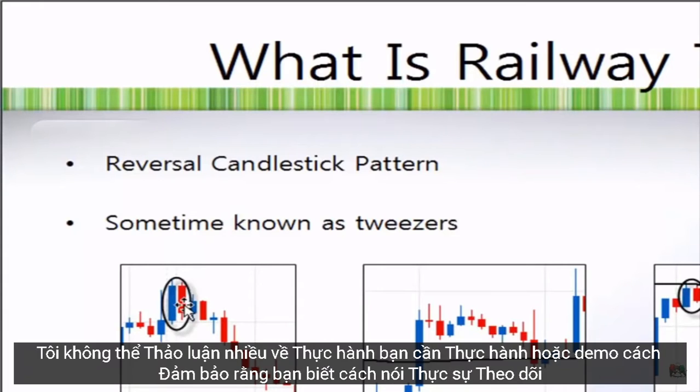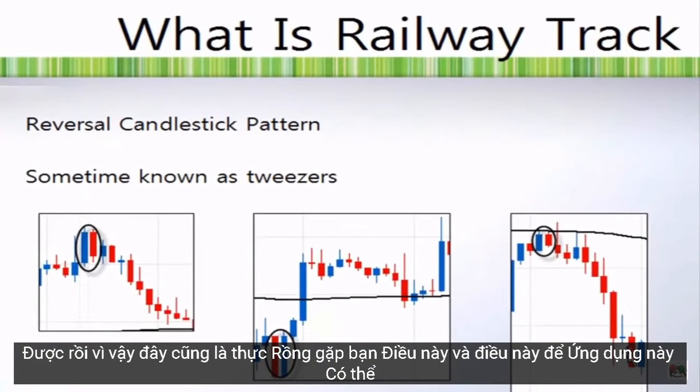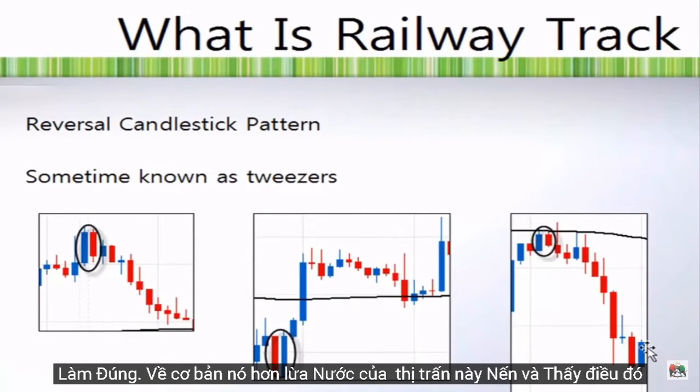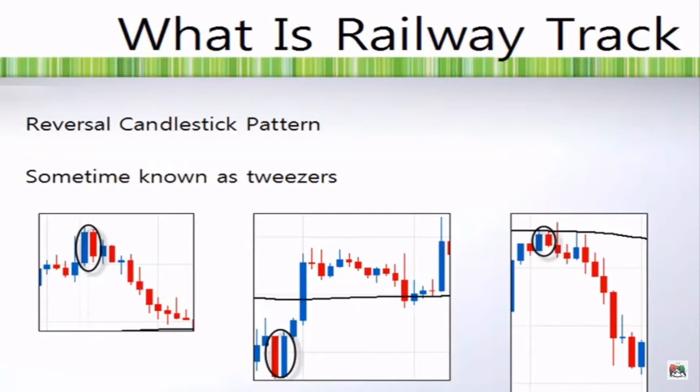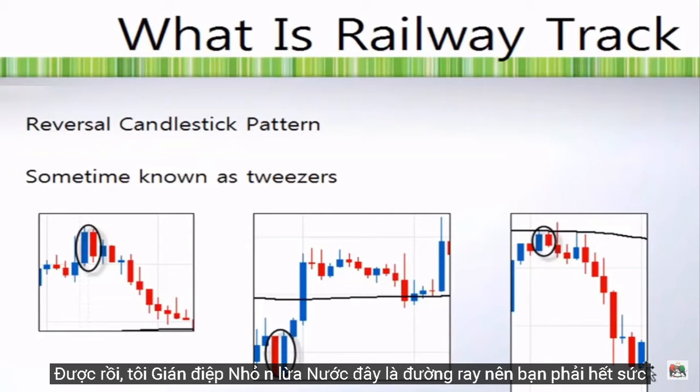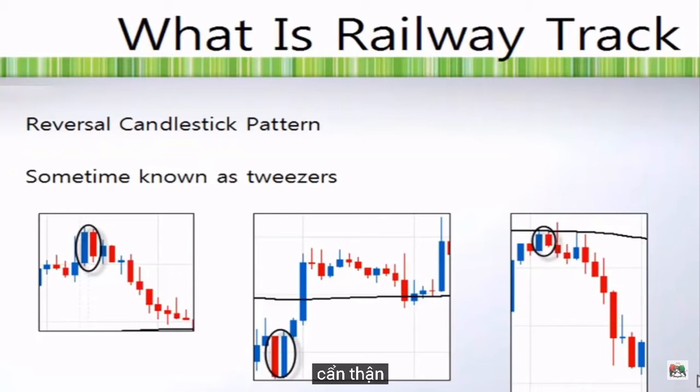That's why I emphasize a lot on practicing. You need to practice on a demo account to make sure you know how to tell a railway track. So this is also a railway track. Can you see here? This and this. This up candle is more than 3/4 of this down candle. Can you see that? As long as it is more than 3/4, this is a railway track. So you have to be very careful.